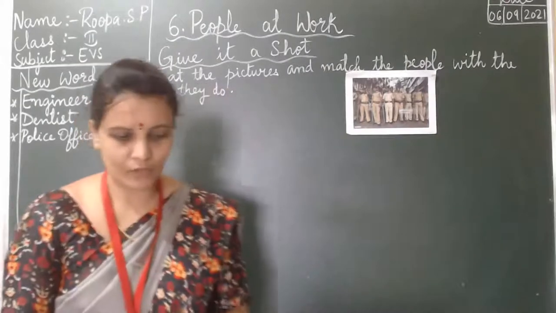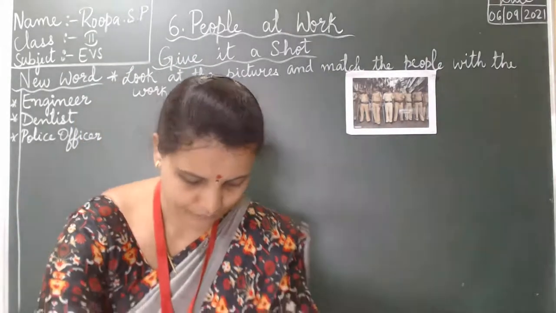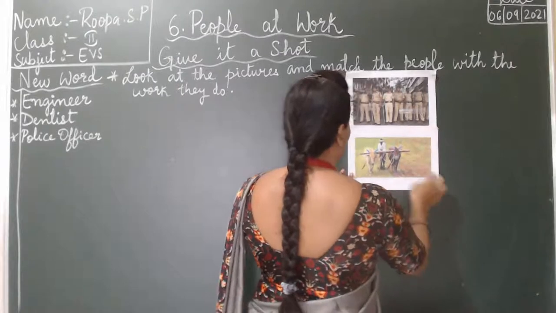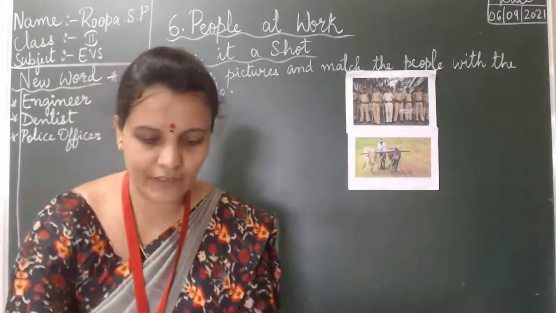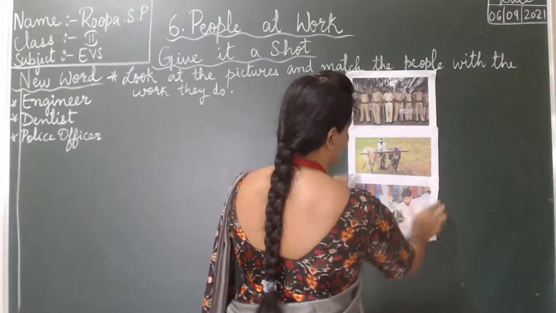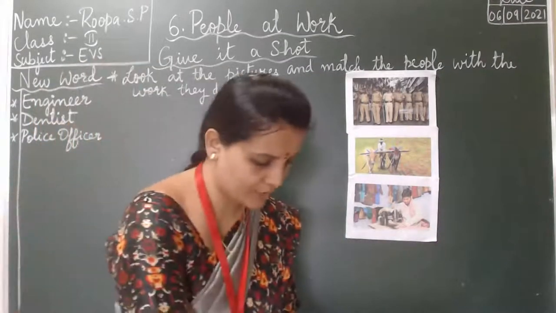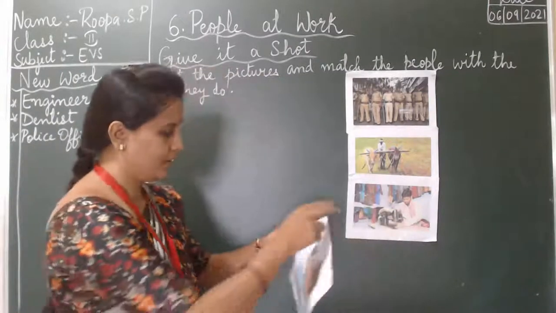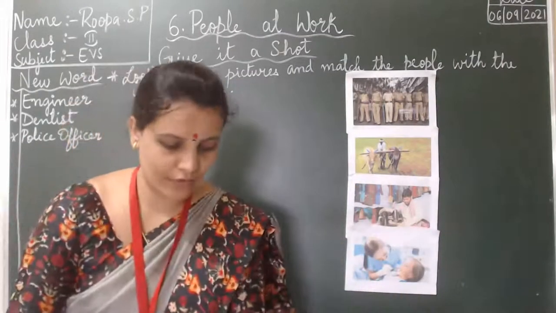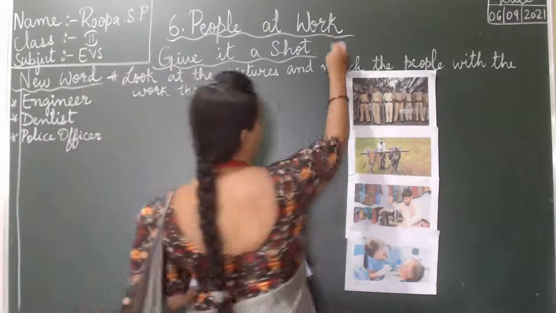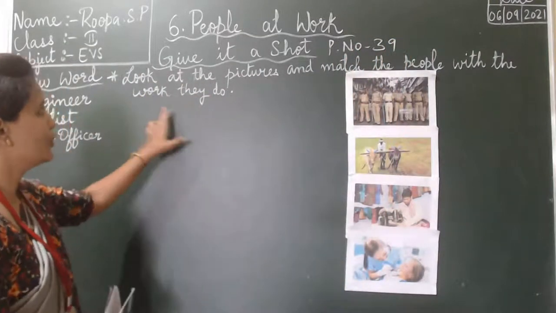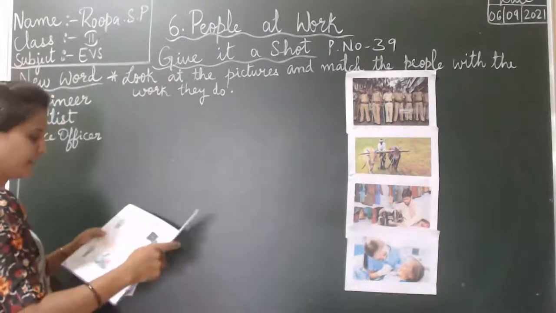Yes, the first picture is of police. The next picture is farmer. Third one is tailor. Can you see the third picture is tailor? Then the fourth one is dentist. These are the four pictures you can see on page number 39. In page number 39, there is a Give It a Shot. Look at the pictures and match the people with the work they do.